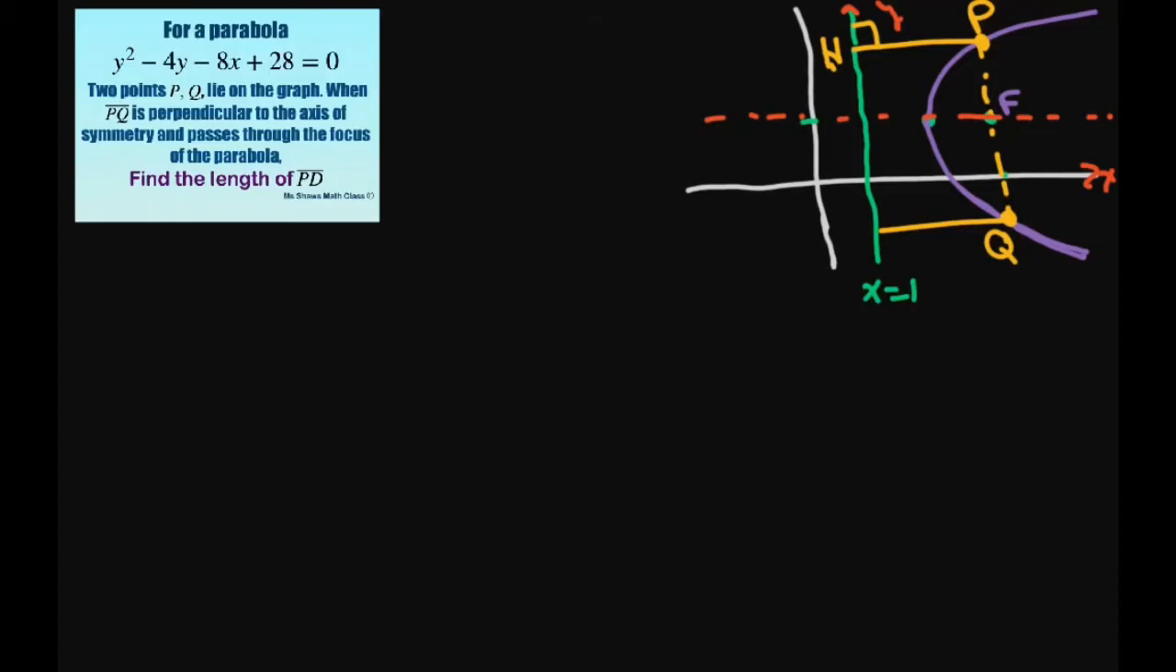Basically, I had PQ here, so this would be PQ. All right, so here's a little sketch. My axis of symmetry is this red line here. And then here's your P and Q, and it's perpendicular here, so I can just put a perpendicular line here. It's perpendicular to this line here.